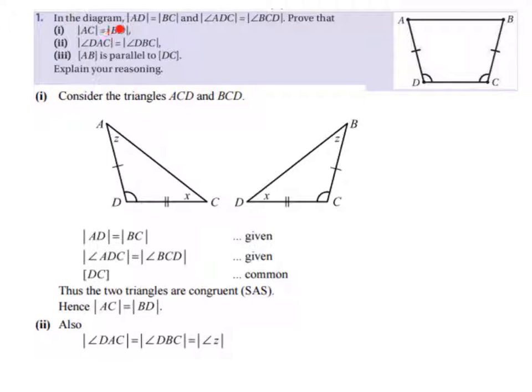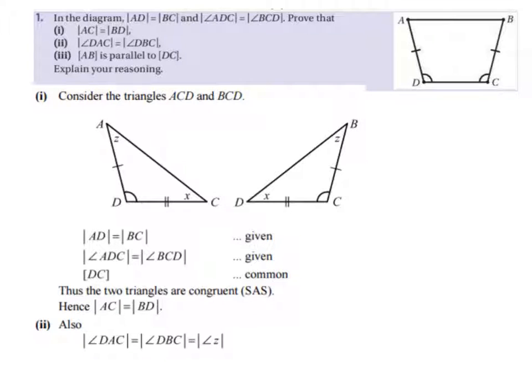In the diagram, the length of AD is equal to the length of BC. So AD is equal to BC. So we've got these two little lines which represent equal length. The angle ADC, so this angle here, is equal to the angle BCD, so this angle here. Prove that the length of AC is equal to the length of BD. So the length of AC from here to here is equal to the length of BD from here to here.